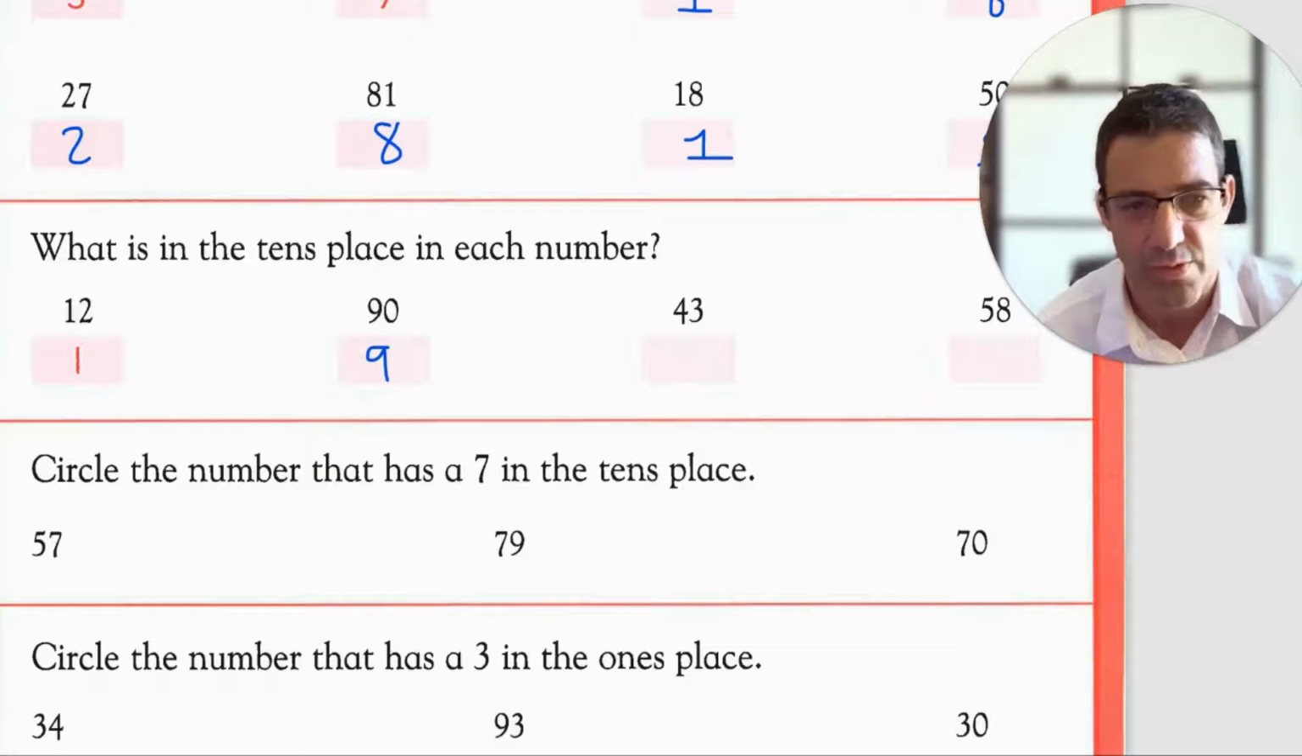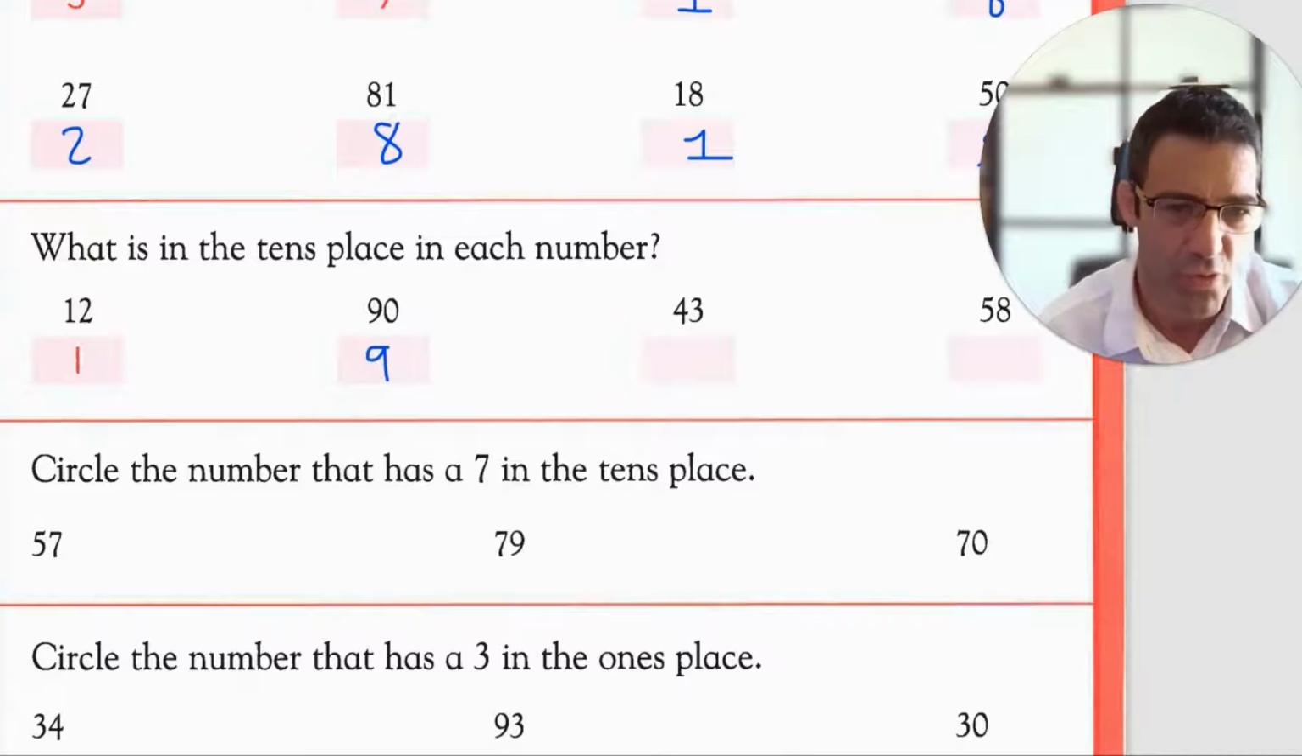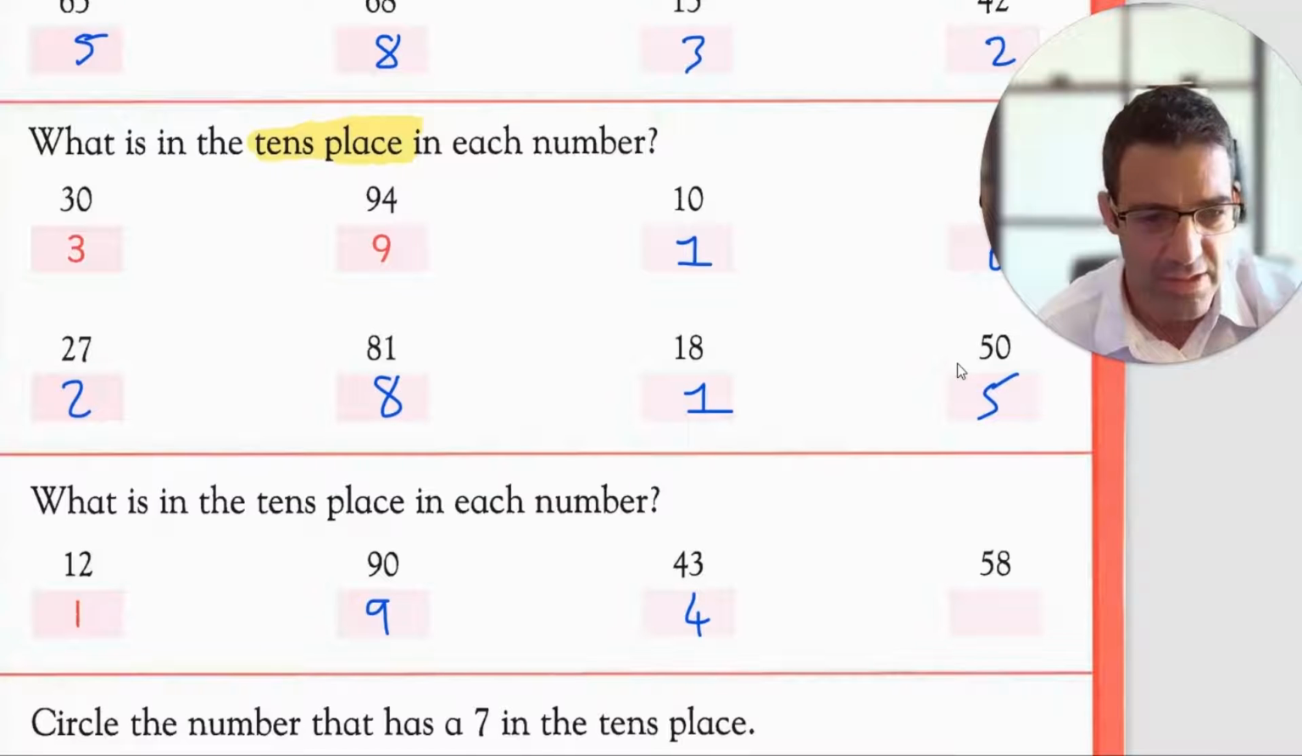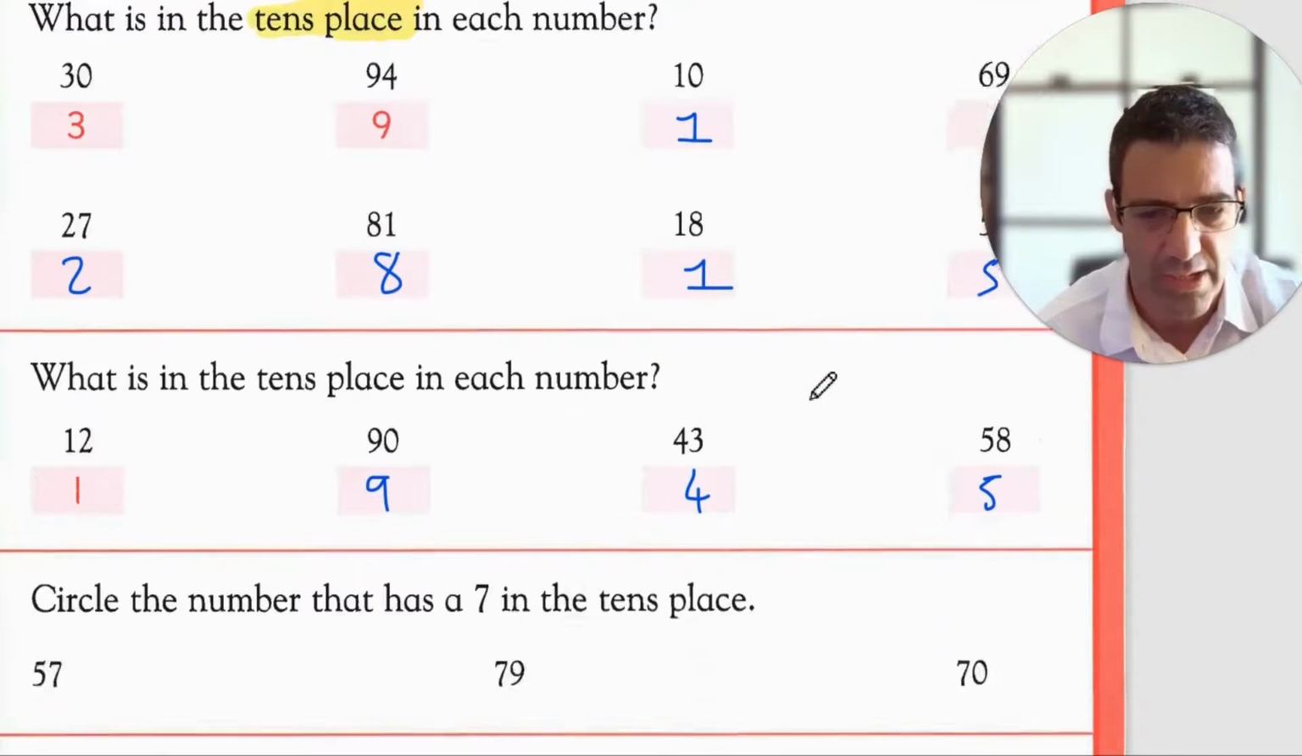43, which one's the number in the tens? 40, so 4. 58, so 5 is in the tens, so I can say 5 here. Maybe I'll move my bubble a little bit because I can't write otherwise. So here I can write 58. Nice. Okay, so this was pretty okay, I think.